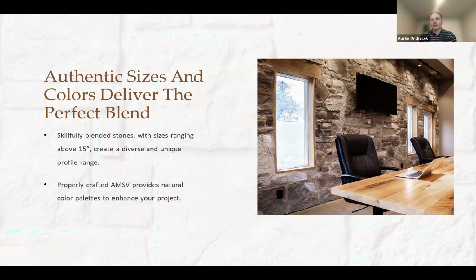And then properly crafted AMSV provides natural color palettes to enhance your project. So there are areas of overgrout or more of a whitewash look. There are areas that are a little more uniform, whatever it is, mix and match, one or the other. Either can be done and installed using a manufactured stone.